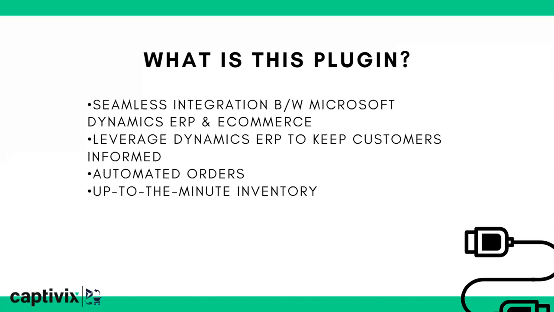With the help of our plugin, you can do it in real time without any hassle. Up to the minute inventory means all the inventory that you have in the ERP will get reflected back on the website, so that before placing an order, the customer can check these are the items available, these many items are available, and accordingly place the order.